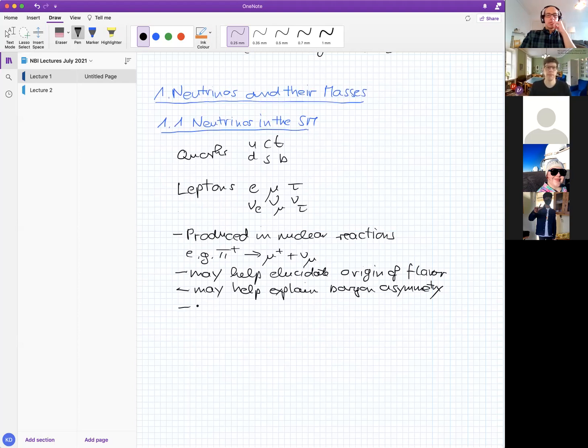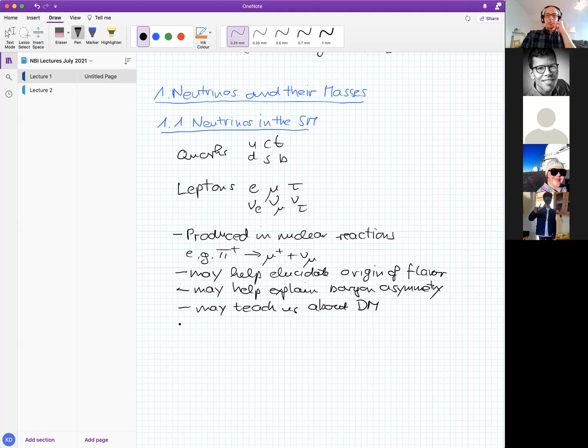Finally, neutrinos may be able to teach us about dark matter. Either heavy partners of the neutrinos could be the dark matter itself, or at least the way the dark matter is coupled to the standard model could have to do with neutrinos. So we might be able to use neutrinos as messengers of dark matter annihilation, for instance. And there's many other virtues of neutrinos.